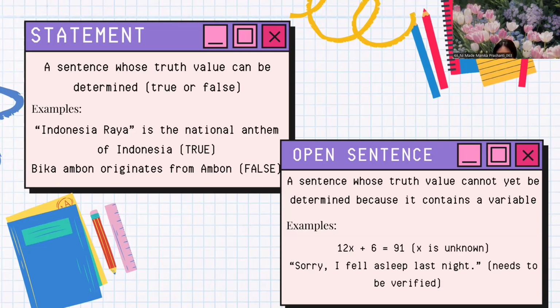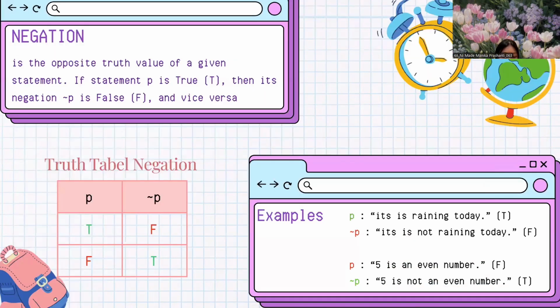Because of this uncertainty, it remains open. Next example is a social example. Sorry, I fell asleep last night. In a daily context, this is also an open sentence because it needs verification. Okay, moving on to our next topic, negation.